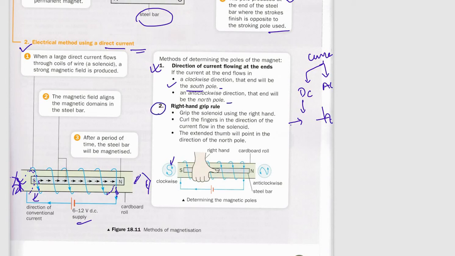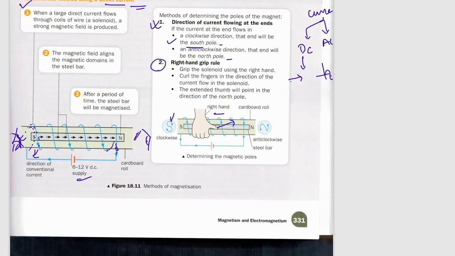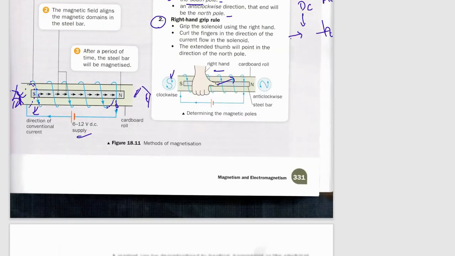The second way is the right-hand grip rule, where you put your right hand and grip your fingers along the direction of the curls of the solenoid. Now the point of the thumb will tell you the north pole. If you know one pole, you can figure out the other, which will be the south pole. I hope this is clear for the magnetic field, and how to figure out the magnetization process and the different poles you have.